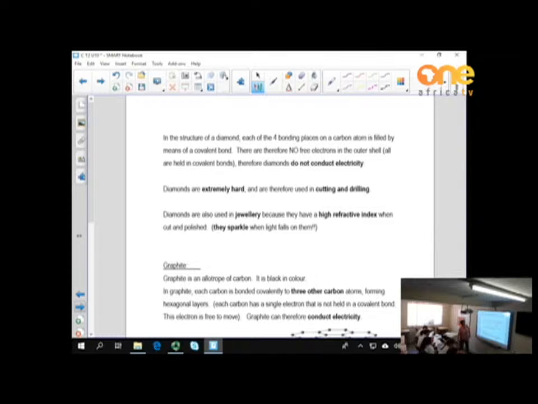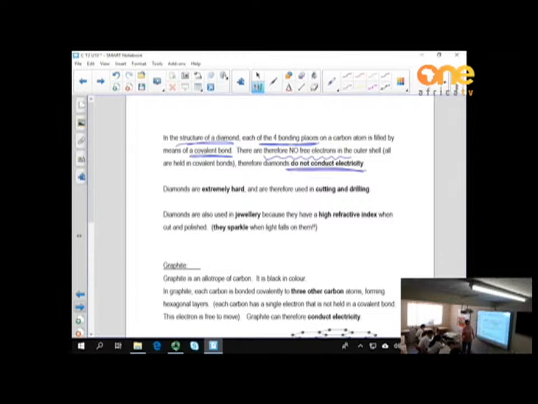Okay. Now back to the structure. In the structure of diamonds, each carbon has 4 bonding places, and they are filled by means of covalent bonds onto other carbons. There are no free electrons. Why am I interested in the free electrons? Whether it can conduct or not. If there are no free electrons, can it conduct? Nope. So will diamonds conduct? No. All right. So diamonds do not conduct electricity.